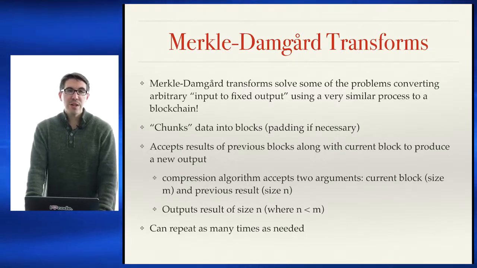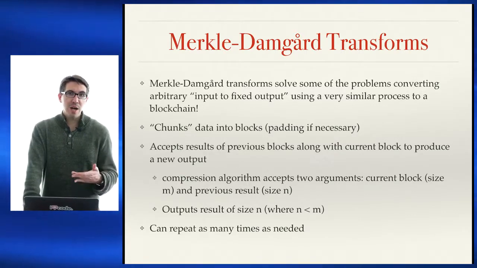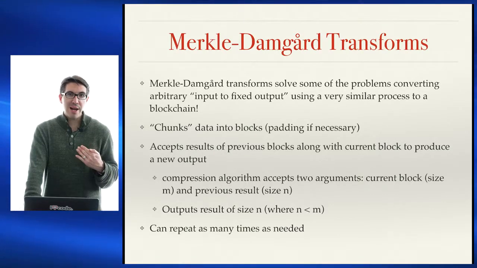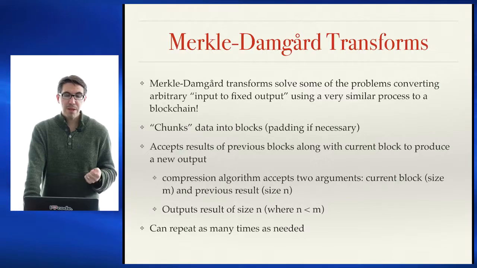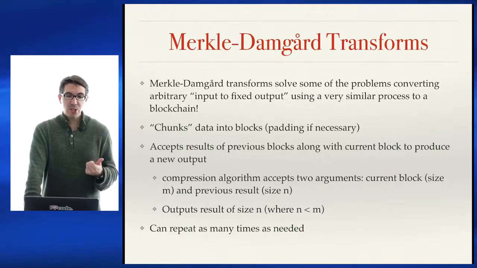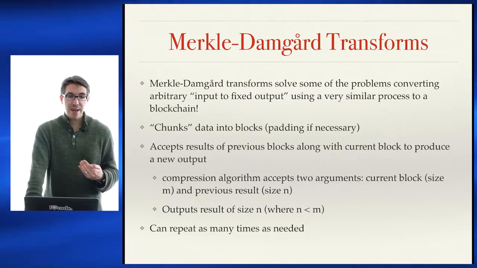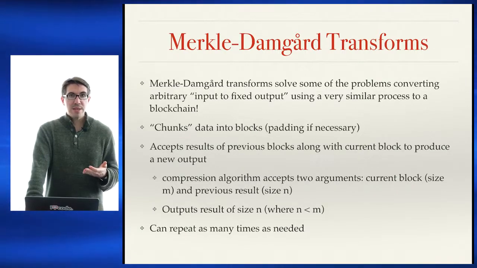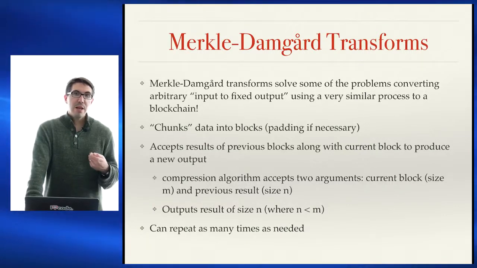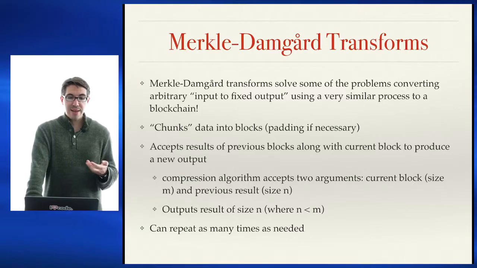What we're then going to do is run the same function on all of these blocks and use the output from the preceding block as input into the next block. So we're going to have a compression algorithm which takes 2 arguments. The current block, of size m, which remember m is a constant. We made sure that our blocks are all of the same size, and the previous result of size n. So both of the inputs coming into our compression function are going to be of fixed size, a fixed number of bits. The output is also going to be a fixed size n.